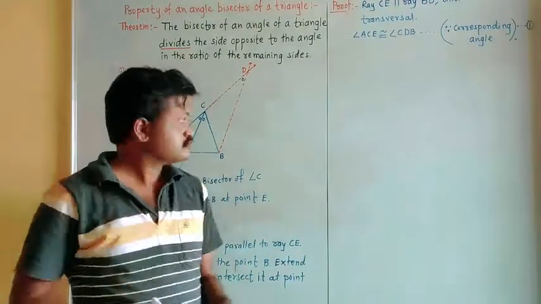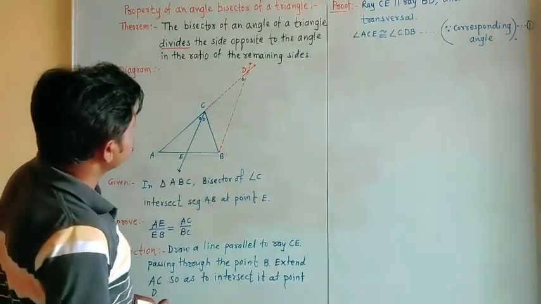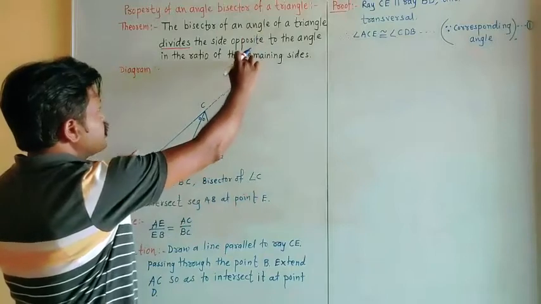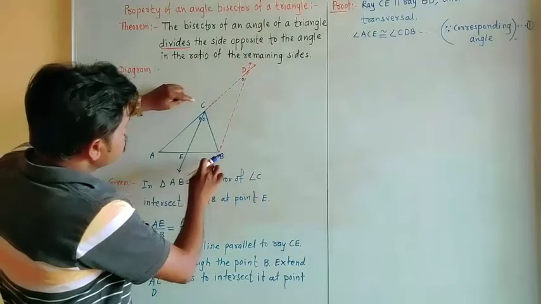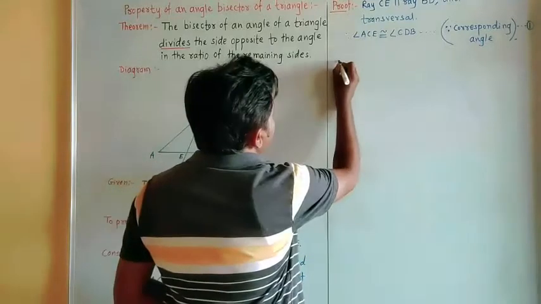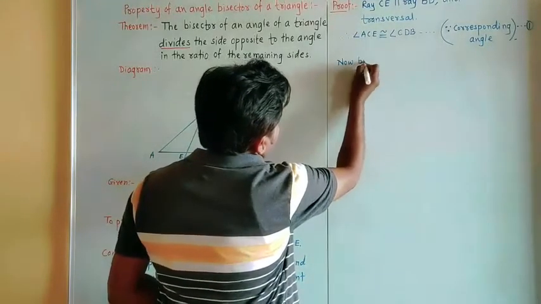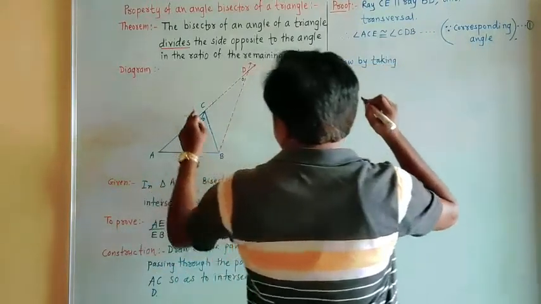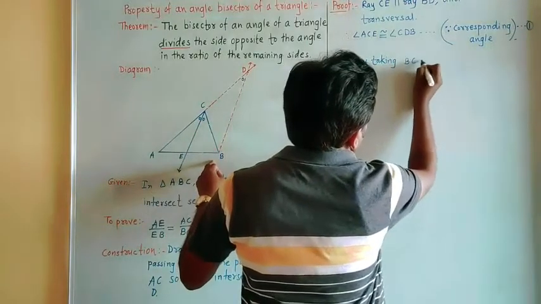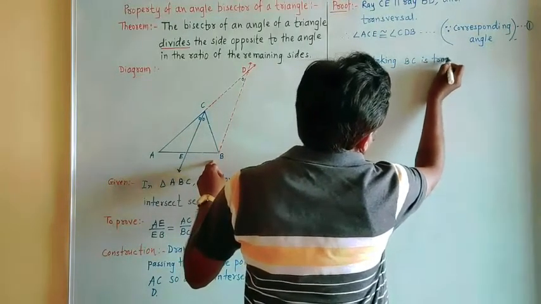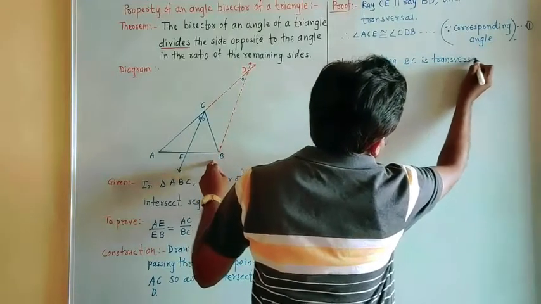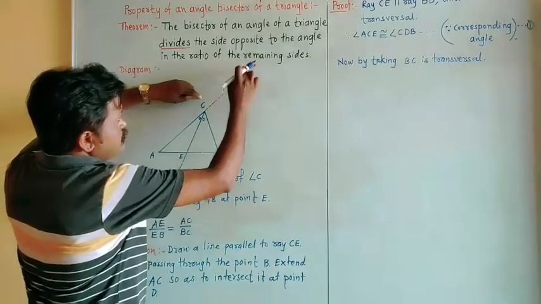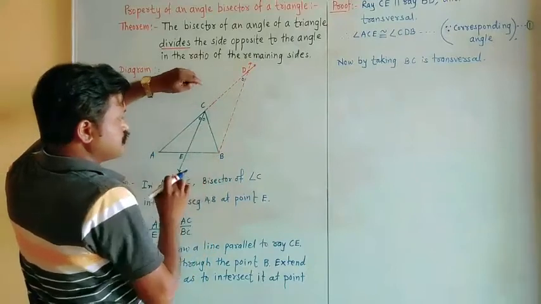Now by taking the second transversal, BC. First we took AD as a transversal, now we take BC as a transversal. So what do we get here? CE is parallel to BD and BC is a transversal.